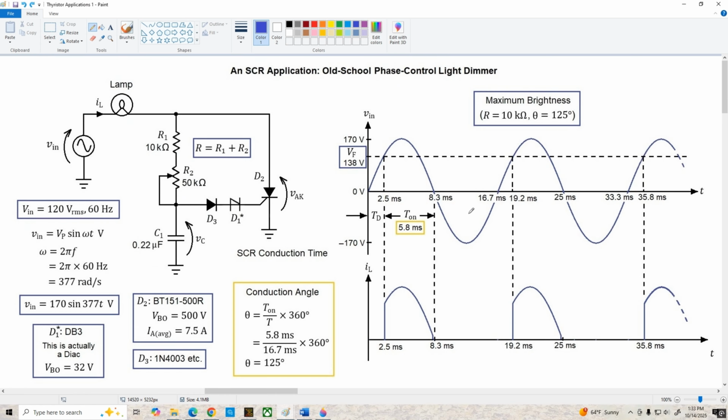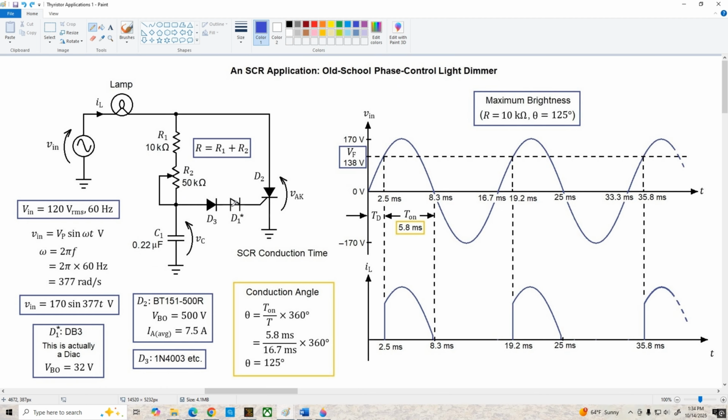Now, all the stuff I have shown here with these waveforms is based on the assumption that the resistance is set for minimum 10 k ohms, and we get maximum brightness with a conduction angle of 125 degrees. But you might be wondering, where the heck did I come up with this? Depending on how we approach it, it can be a pretty complex analysis, because we have a sine wave applied to an RC circuit, and we have this nonlinear switching function occurring because of the 4-layer diode.